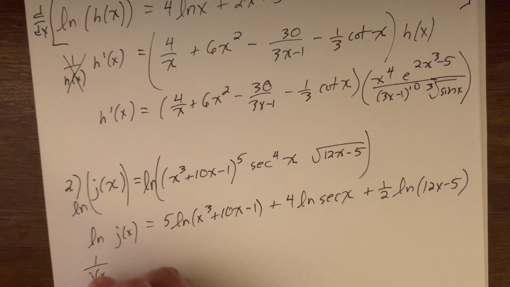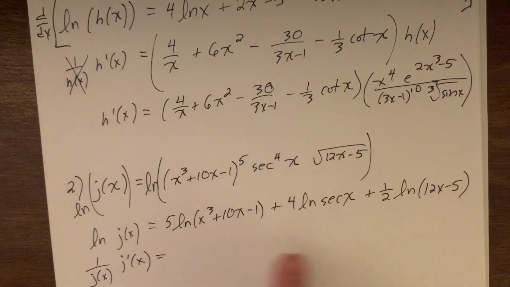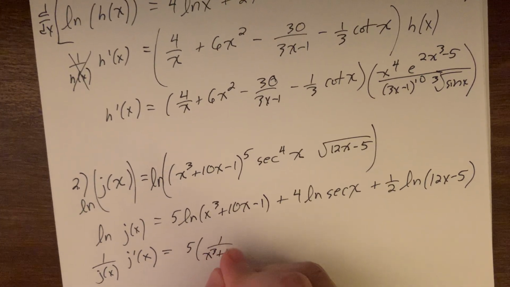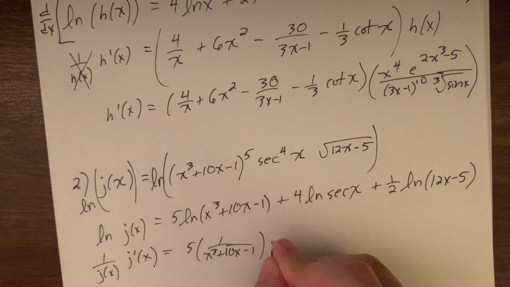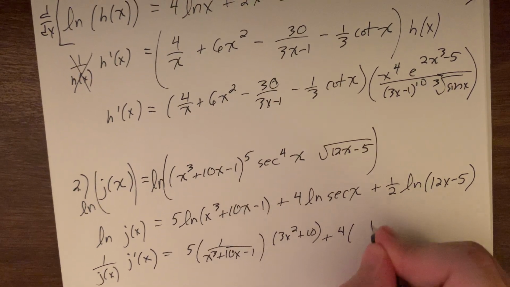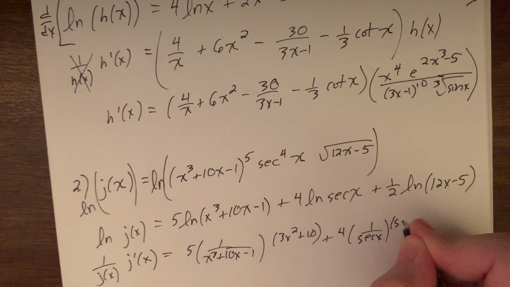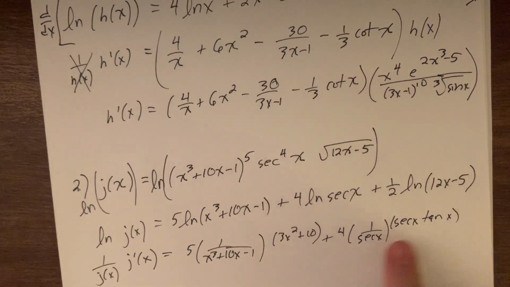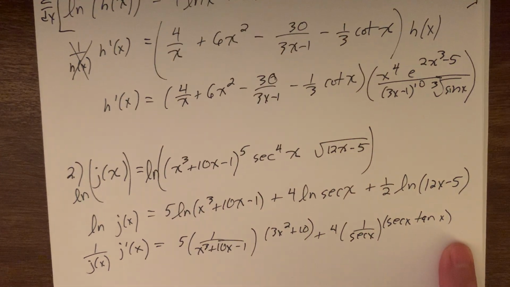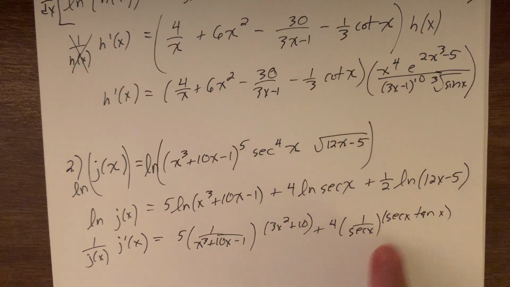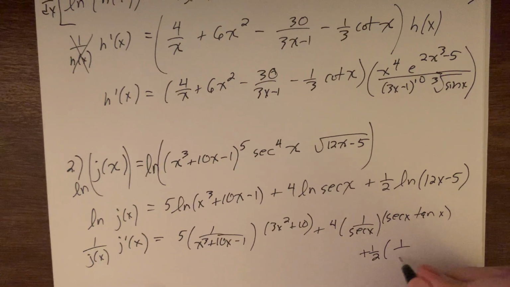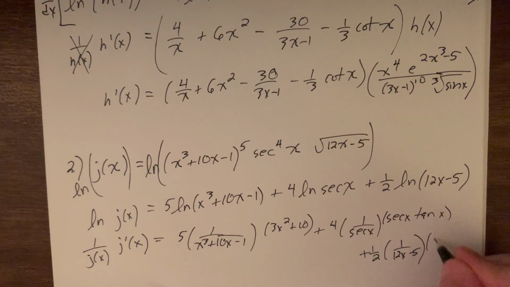So 1 over j times j prime. Here, 5, 1 over x cubed plus 10x minus 1 times 3x squared plus 10 plus 4, 1 over secant x times secant x tan x. I'm being a little more thorough this time. I've been doing a little bit more in my head on the previous, so to do another one out very thoroughly, I just need a little room, so I'm going to take this derivative and sneak it right here. Plus 1/2, 1 over 12x minus 5 times an extra 12.